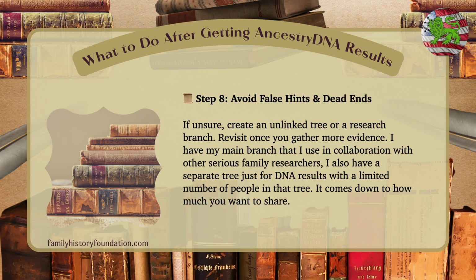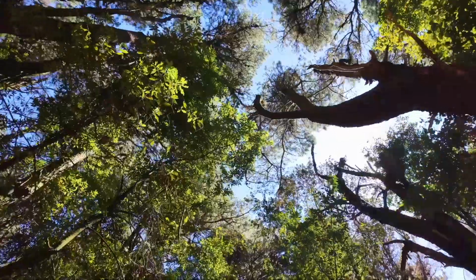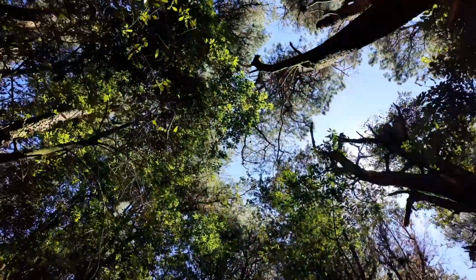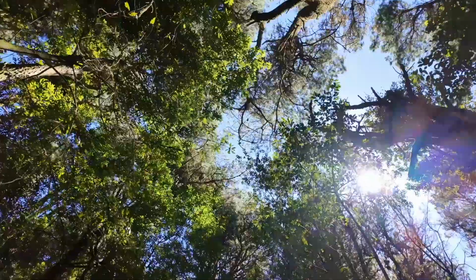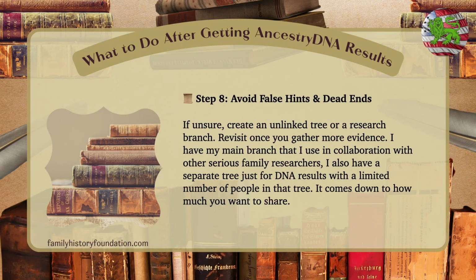I have my main tree that I use in collaboration with other serious family researchers. And I also have a separate tree just for my DNA results, with a limited number of people, only a few hundred. Within my main tree that I collaborate on with my cousin, there are literally over 5,000 people. But just for my genetic matching, I use a smaller tree with limited results, and many of those other branches I feel don't need to be public. That's just for our private research. We can share those with only family members. So the other one is public. So this is how I do it.